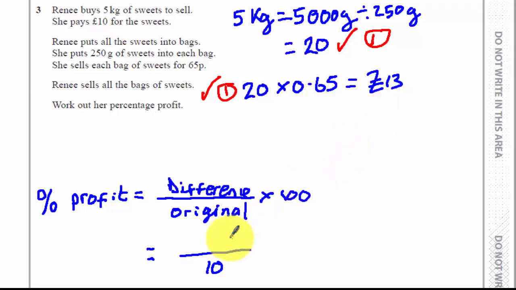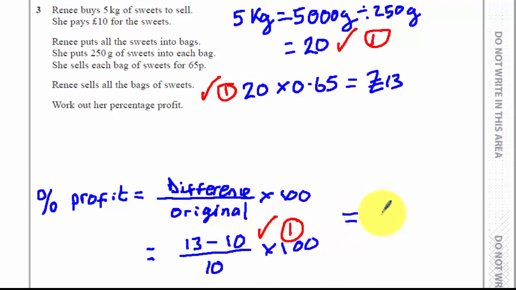Now, here's where my formula becomes very useful. The difference between 13 and the original 10, I could even write it out longhand, is obviously going to be 3. Having this formula written out gets you the third mark, and then working it out gets you the fourth mark.